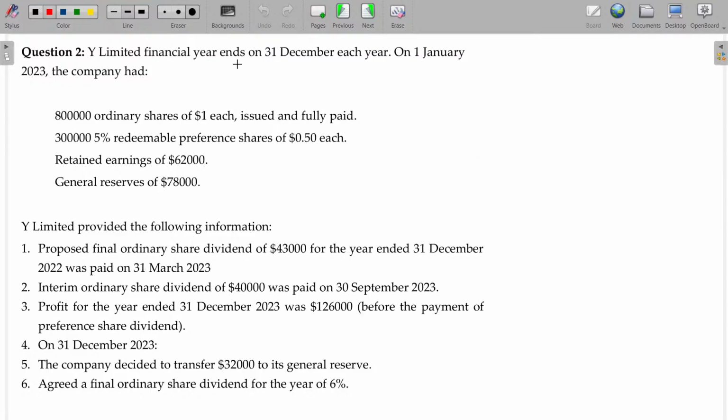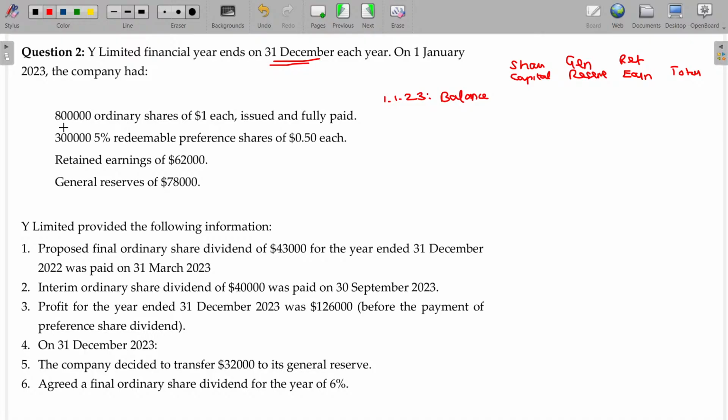Y Limited's financial year ends on 31st December each year. On 1st January 23, the company had 8 lakhs equity shares of $1 each issued fully paid up. So we'll start with 1st January 23. On the date, the balance being, okay, what are the things we had? Ordinary shares, share capital, and general reserve, and retained earnings, and you can have a total column.